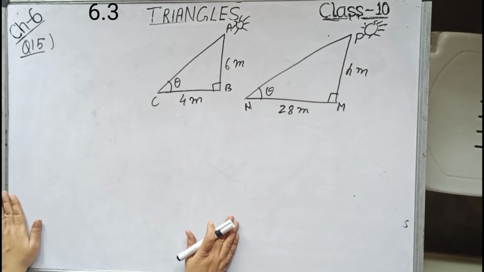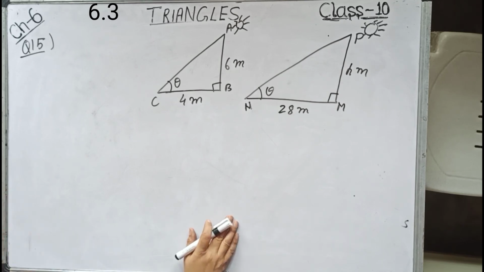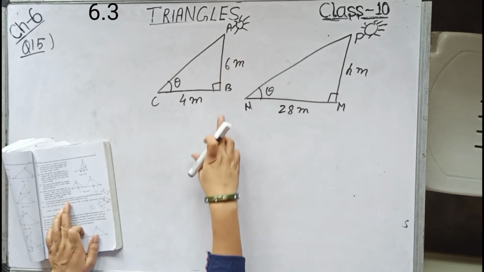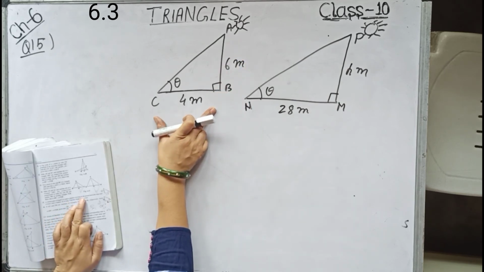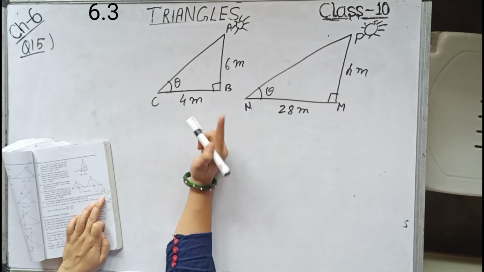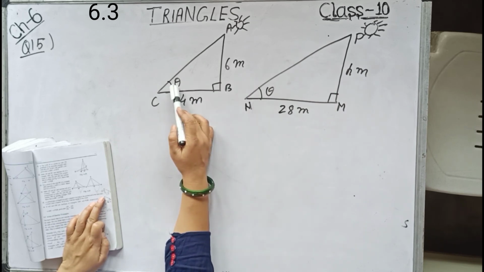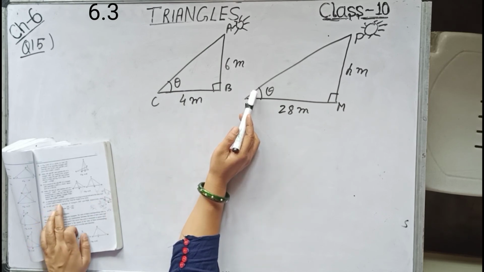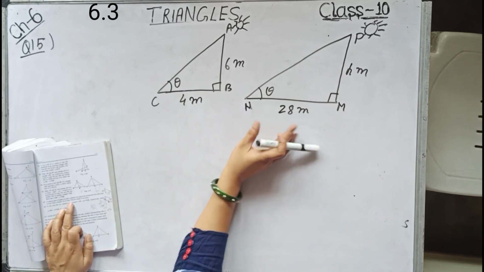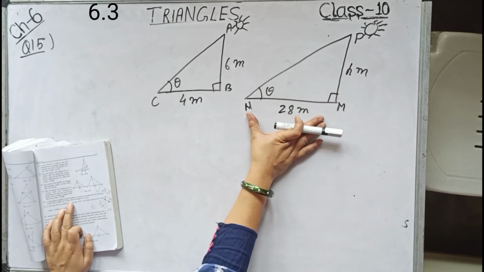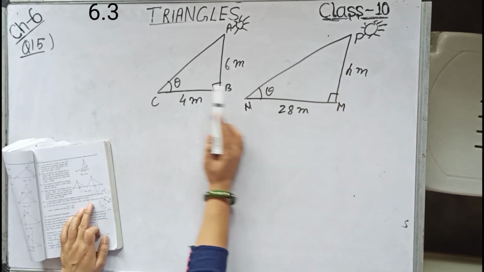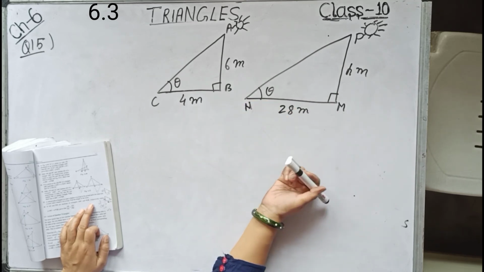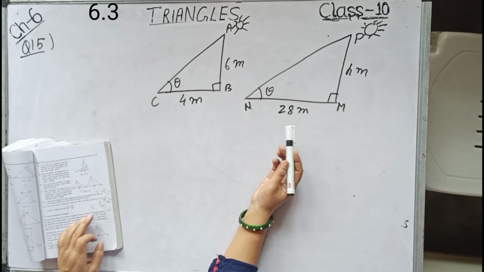Question number 15. It's an easy question, children. The question is saying that a vertical pole of length 6 meter casts a shadow of 4 meter on the ground, and at the same time, since the time is same, the angle of elevation will be same, so theta is written in both the figures. At the same time, a tower casts a shadow of 28 meter. This shadow length is given. Find the height of the tower. So obviously these two triangles are similar. Therefore, this by this equals this by this, and you will be getting the value of the h.